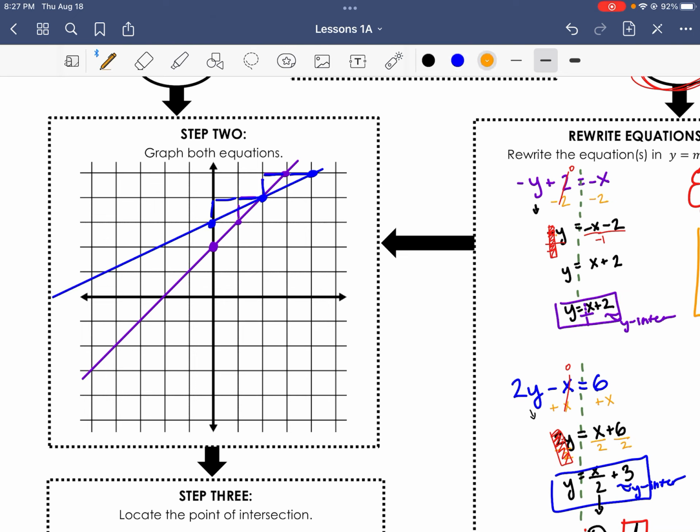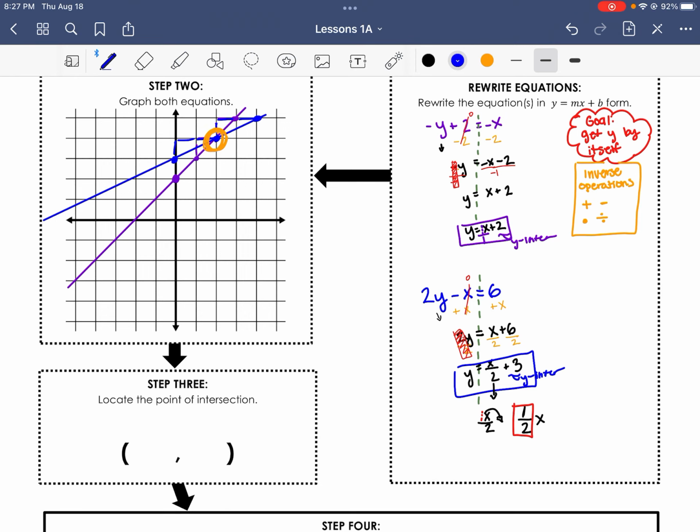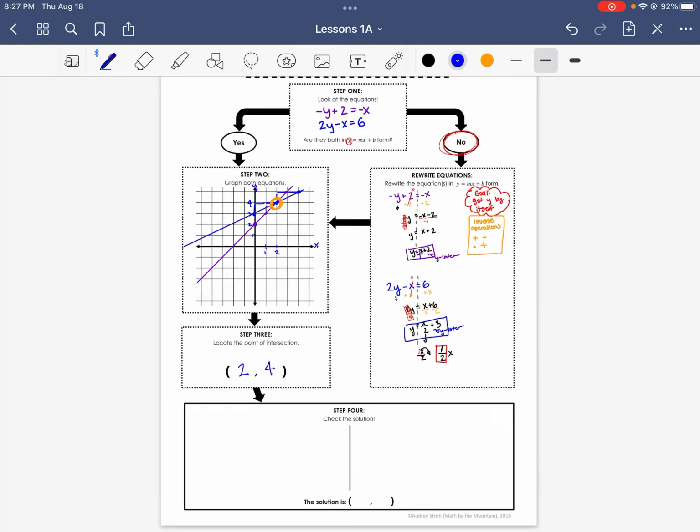So as you can see, they're intersecting at this point right here. And what is that point? We're looking on my x-axis. This is 1, and this is 2. So my first point is 2. And then looking at my y-axis right here, this is 1, 2, 3, and 4. So my answer is (2, 4).